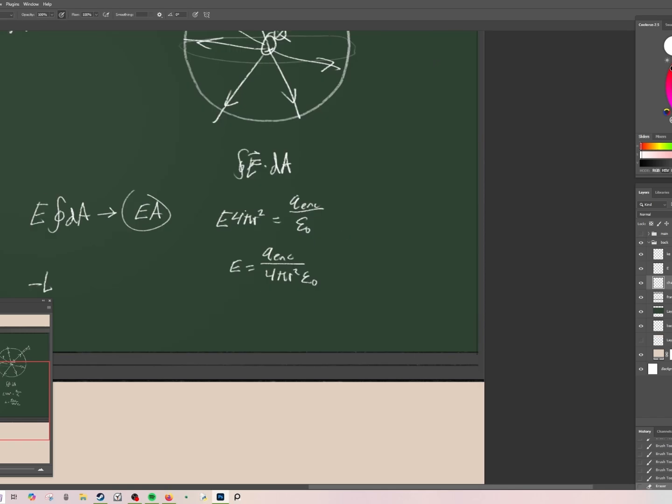This looks very familiar. Hang on. Coulomb's law? How weird.